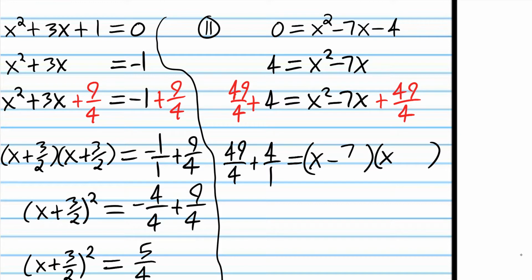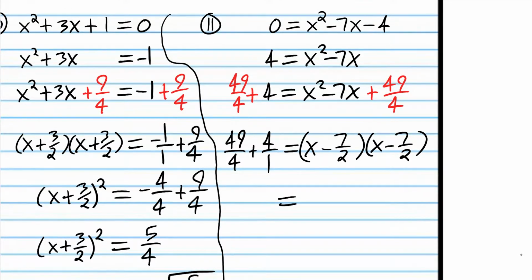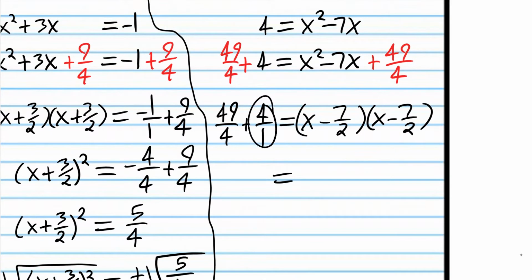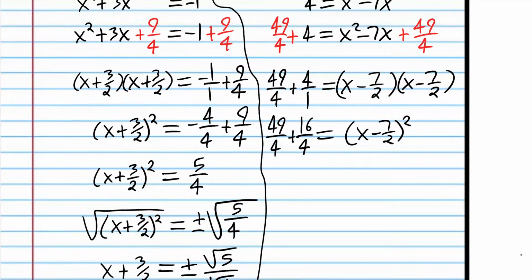And we get 7 over 2. And again, it's always this number divided by 2 that goes in the product of the binomials to complete the square. Multiply both sides by 4. And we get 16 over 4. Change to power notation. 49 plus 16 is 65.